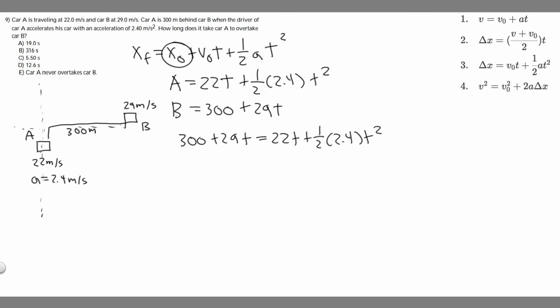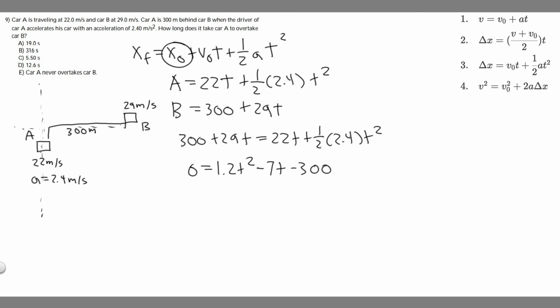If we solve for t, that's the time. What you should notice is if we combine these, I'm going to subtract 29t and subtract 300. You're going to get 0 equals, let me start right here, 1/2 times 2.4 is just 1.2, so 1.2 times t squared, then 22t minus 29t is minus 7t, and then minus 300. You should notice this is a quadratic equation, so you can use the quadratic formula to solve.